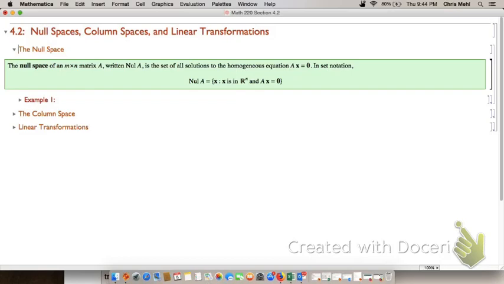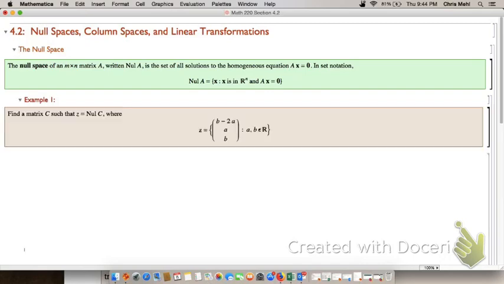The null space of an m by n matrix A, written Null A, is the set of all solutions to the homogeneous equation Ax equals 0. And we can now write that in set notation as well. Null A equals the set of all vectors x in Rn so that Ax equals 0. So let's do an example.